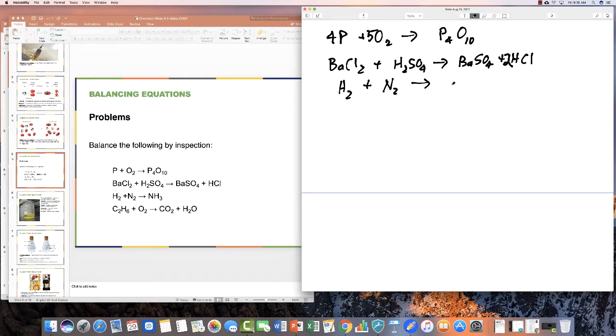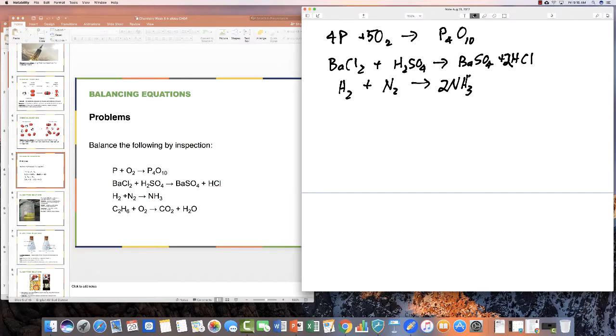This is hydrogen plus nitrogen combines together to form ammonia. Now you have 2 nitrogens here, and you only have 1 here, so let's put a 2 here tentatively. Sometimes when you do these, you should use a pencil, because you may have to erase.